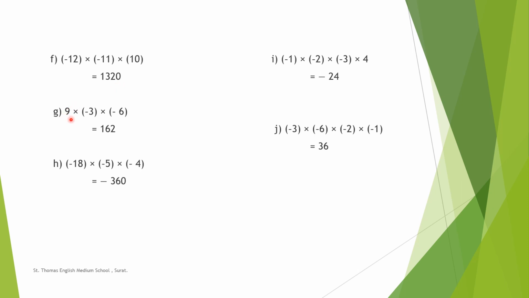The next one, 9 multiplied by minus 3 multiplied by minus 6. First you have to multiply the signs. One positive number, one negative number. So plus into minus is minus, minus into minus is plus. Clear? Now multiply the numbers. 9 3s are 27, 27 6s are 162.